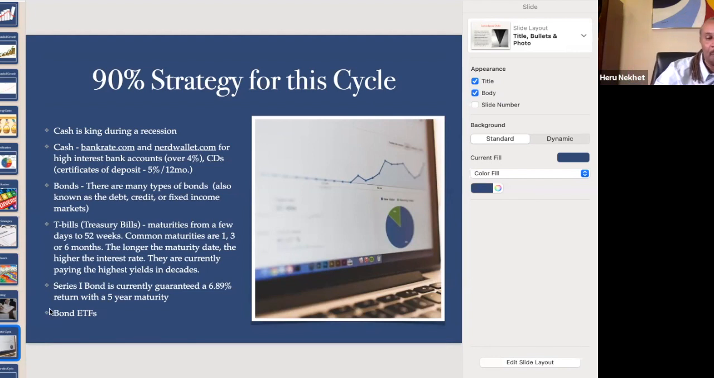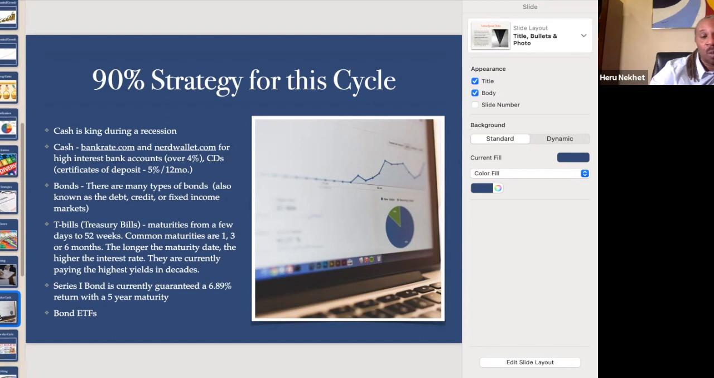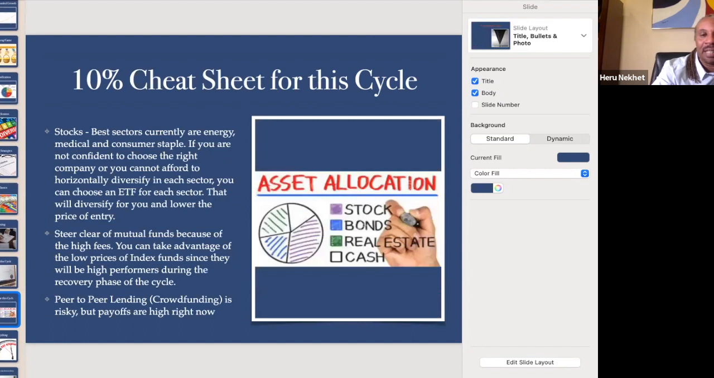So I've got bond ETFs. I got the Series I bonds. I got the CDs. I've got high interest bank accounts, all of it, right? Because that's where the 90% is going to go. So let's continue. That's where the bulk of it for most people is going to go. But now let's look at the 10% cheat sheet for this cycle.